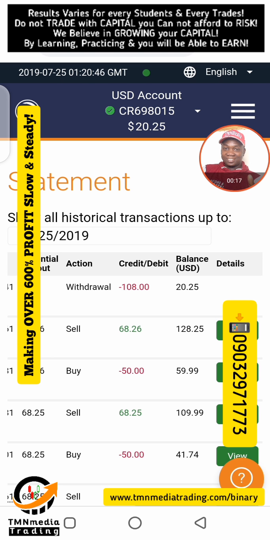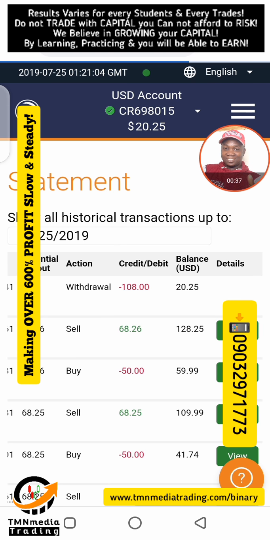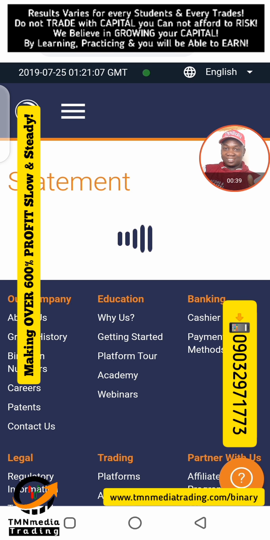So this is what you're seeing here now. I just withdrew. I had to grow $20 back into like 120-something dollars. Now I've withdrawn 100. So that means I'm making progress, right? Yeah, I'm making progress. Now, where did I withdraw it into? I withdrew it into my Bitcoin account so that I can start all over again.